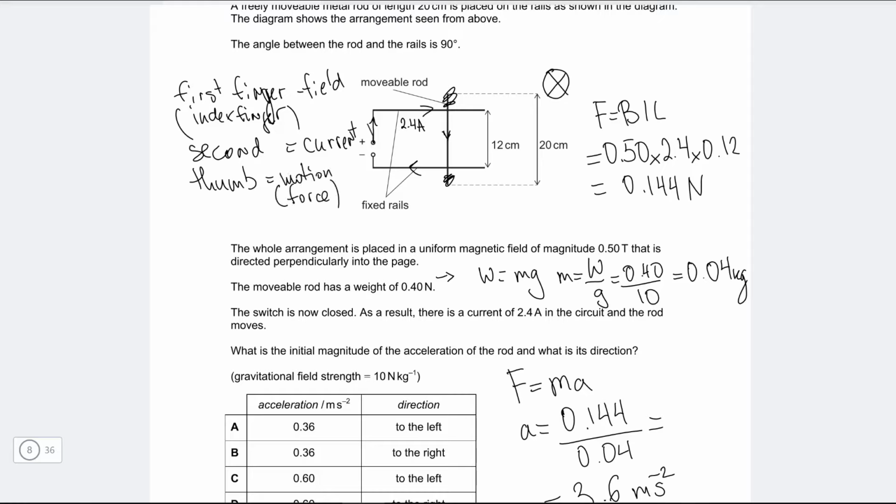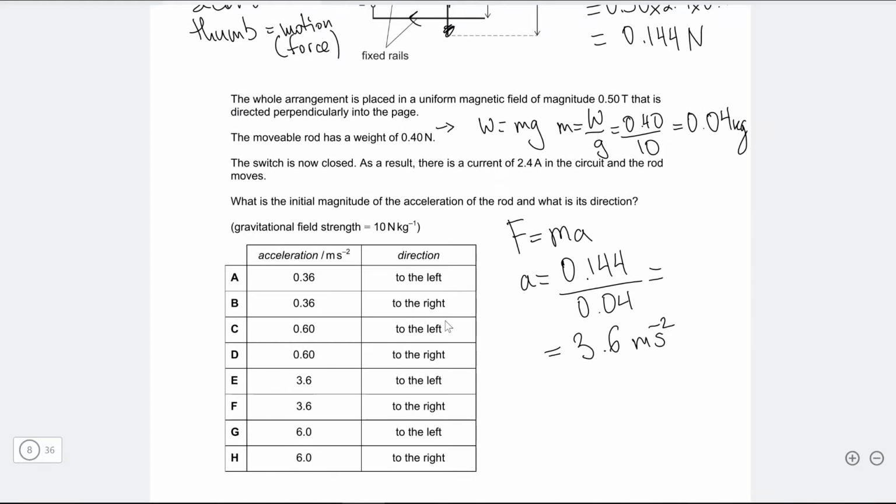If we were to align our fingers so that our second finger is along here, and our first finger is sort of into the board, then we're going to see that the motion is actually to the right. So the direction of the force will be to the right. Therefore, the correct answer will be F.